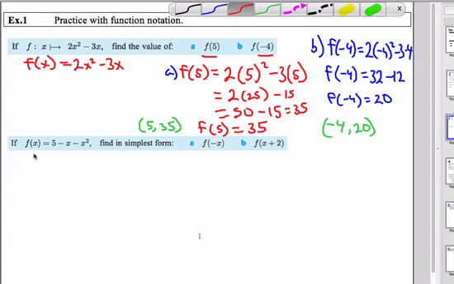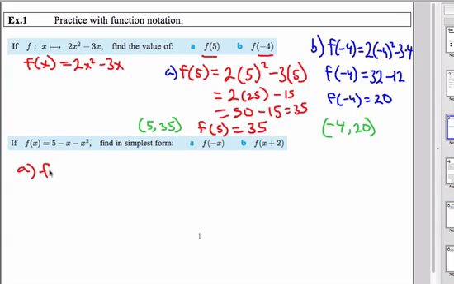Okay, let's look at the next function. We have f of x equals 5 minus x minus x squared. So let's do part A. F of negative x, and this time we have a variable in here, so wherever we see x, we're going to put in negative x. So here we're going to put in negative x, and here we're going to substitute in the value negative x, and then simplify. So we're going to have now negative x is going to be plus x.